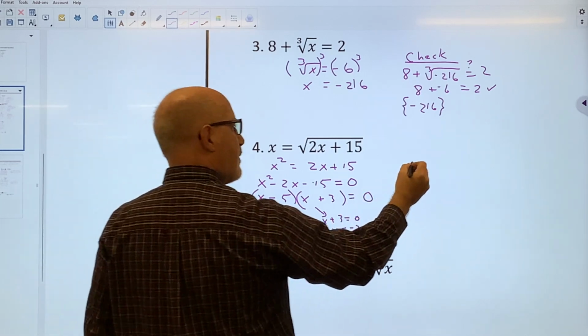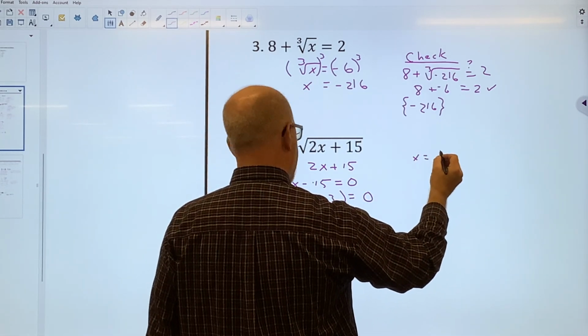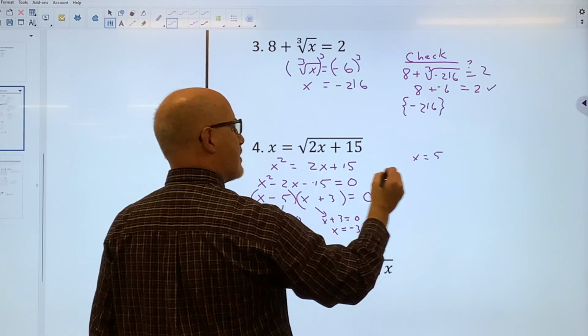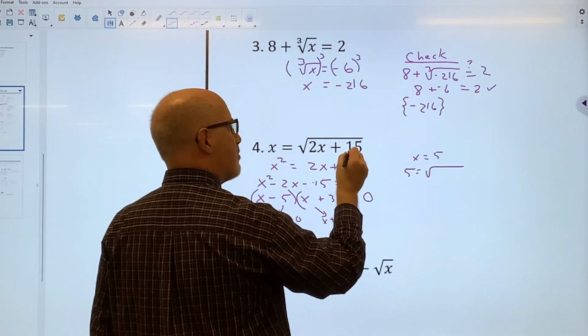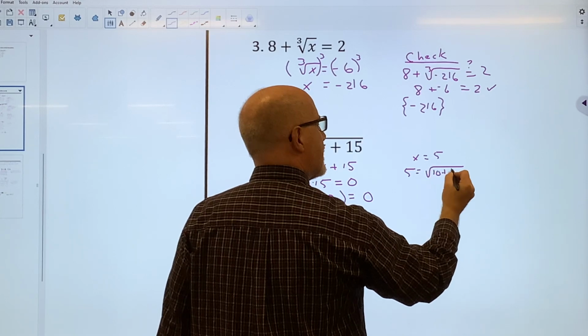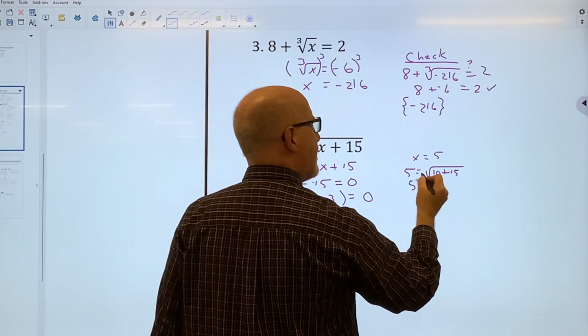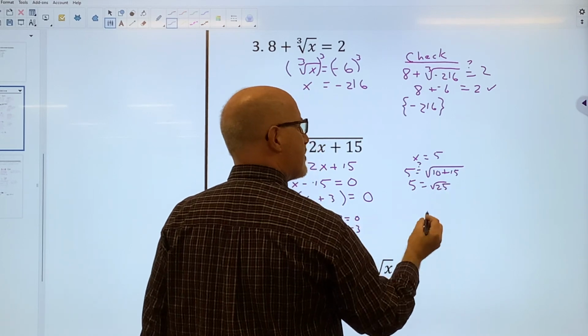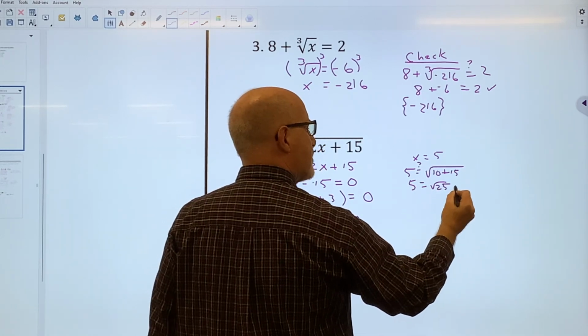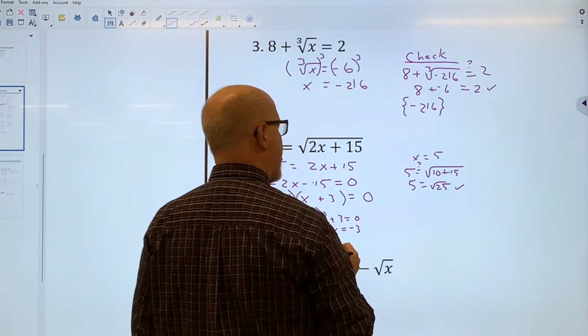So let's check them. I'm going to check them over here. X equals 5 first. Does 5 equal the square root of 10 plus 15? Which is, does 5 equal the square root of 25? And the answer is yes, it does. So that checks, so 5 is an answer.